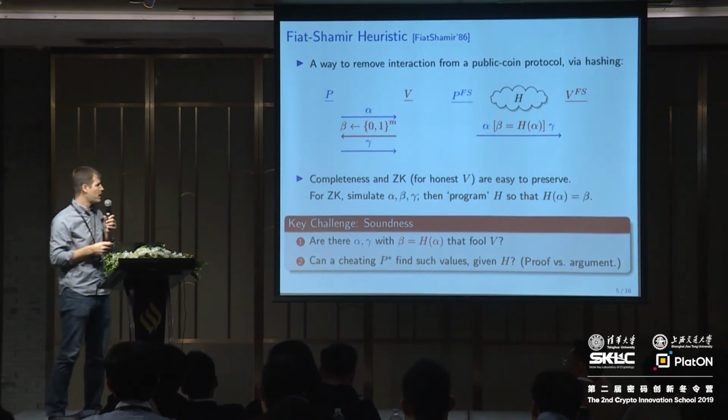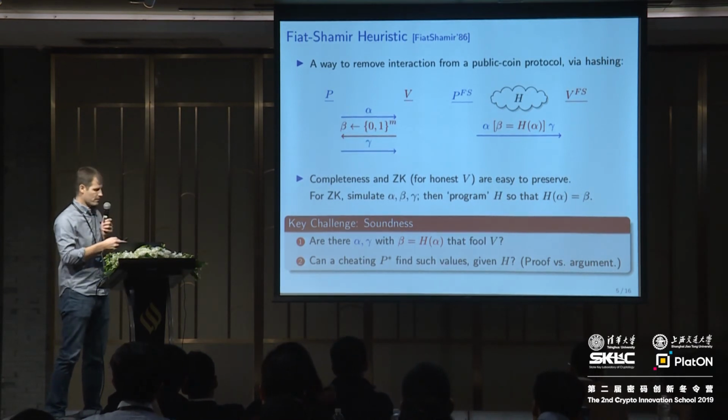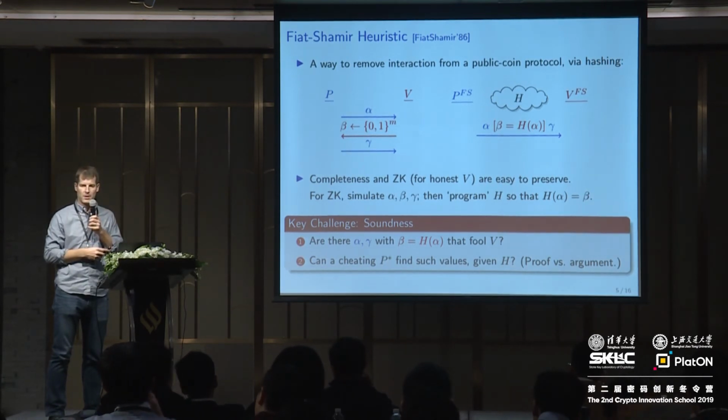Yes, right. There are many alpha, beta, gammas which will convince the verifier. Right. I mean, the prover has its choice of what alpha to send at the beginning, and in general, there are many messages it could send at the beginning.